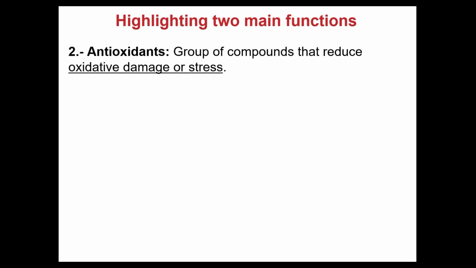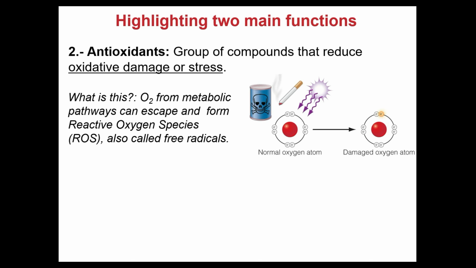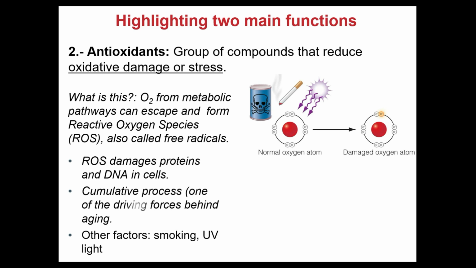The other function in which vitamins are involved is acting as antioxidants. This is a group of compounds that help us to reduce oxidative damage or oxidative stress. Oxygen from metabolic pathways can escape and form some molecules that are reactive. We also call them free radicals. Think of this like a damaged oxygen atom, and this molecule can damage proteins and DNA in your cells.